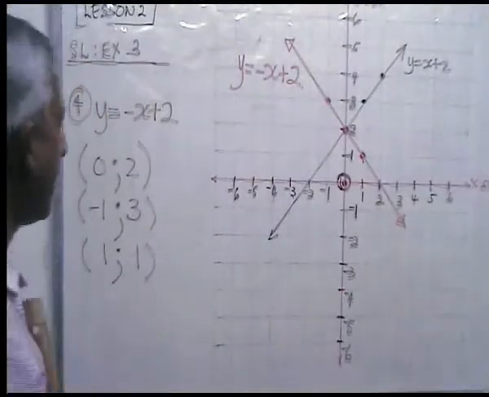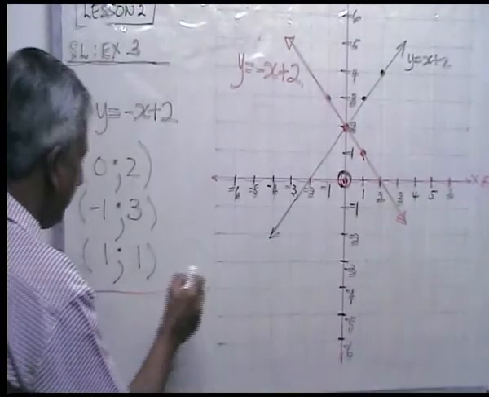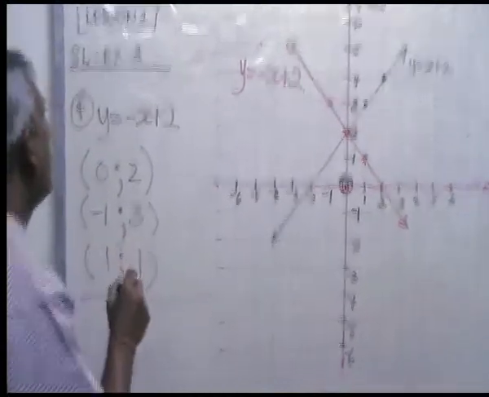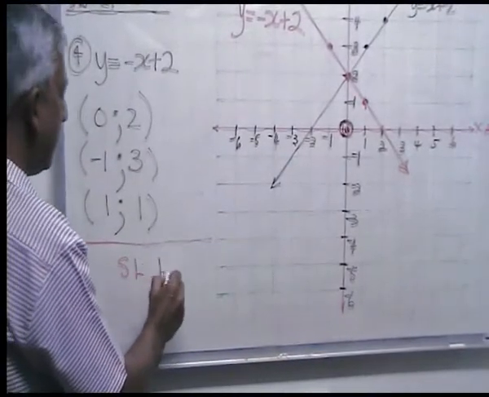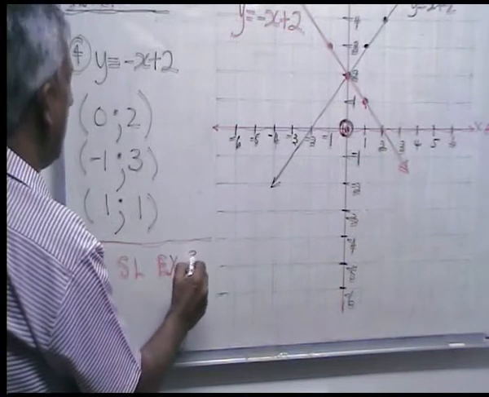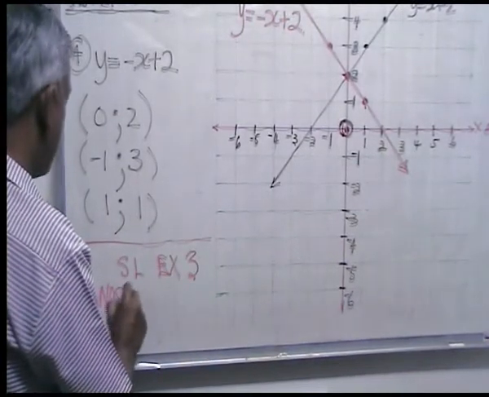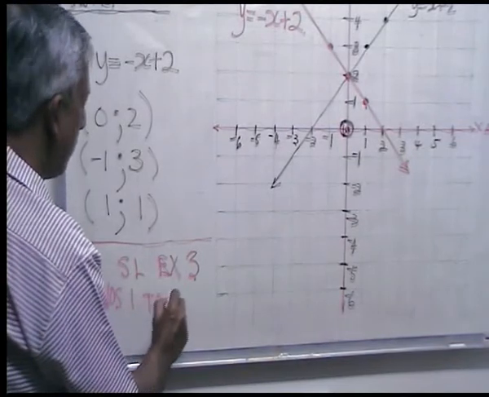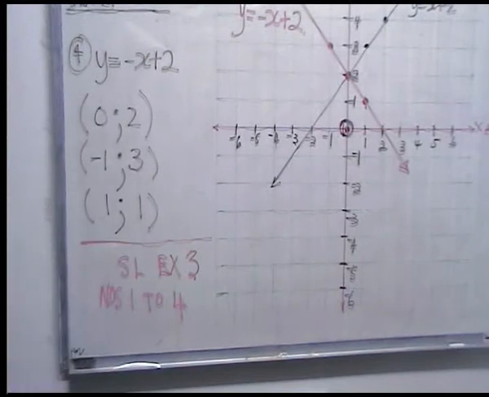Alright, so this is the first time you get some homework. You're at home and you have to do homework. So what you must do now, you must go and redo this exercise. Straight lines, exercise 3. You got numbers 1, 2, 4. What you must do is redraw these graphs, because you must develop some speed and you must develop some confidence and you must be able to do it and get it right.